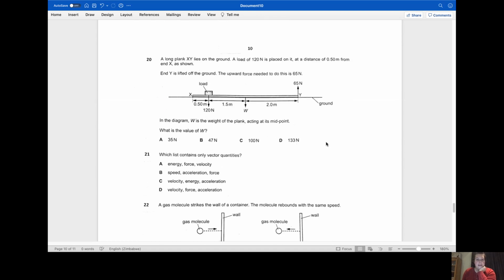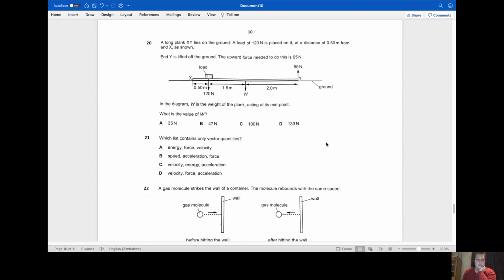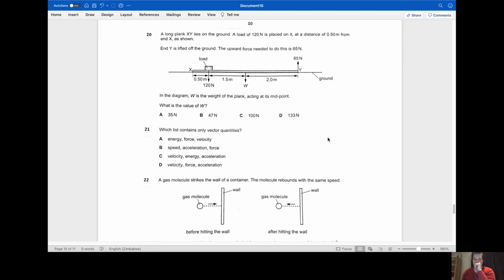Okay. Right, number 20 was very tricky. Basically, you've got this long plank, X and Y, lying on the ground. Okay, and there is a load 0.5 meters from X. There's a load of 120. This end Y is lifted off the ground. So your bar is now going to be lifted off the ground like that. So X is going to be your pivot.